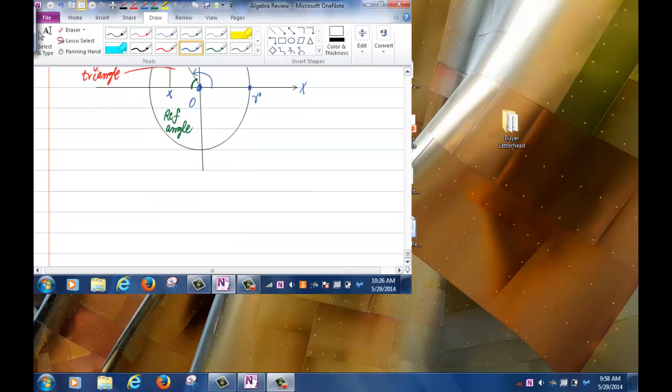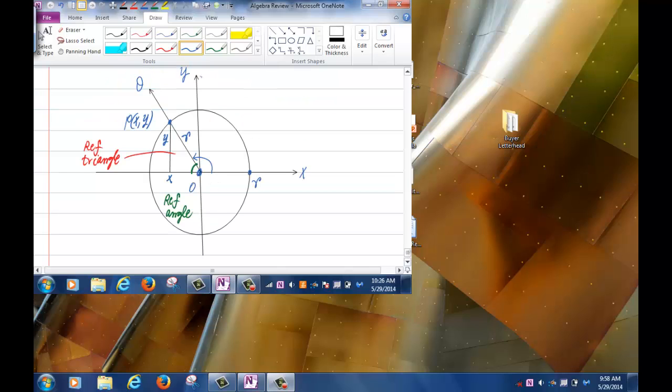Okay, so we are going to define cosine theta as usual to be the adjacent over the hypotenuse. So this would be x over r, and sine theta is y divided by r. Everybody's okay? Remember, theta is not the same angle as the reference angle, right? But the green angle is the reference angle for theta. And we are defining cosine theta and sine theta by using this right triangle.